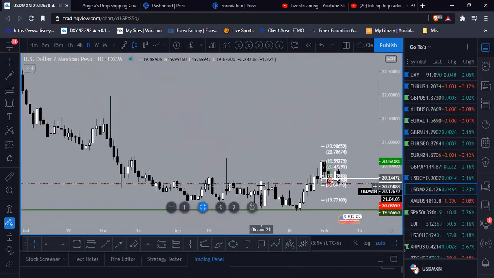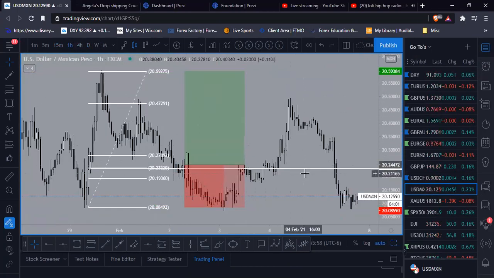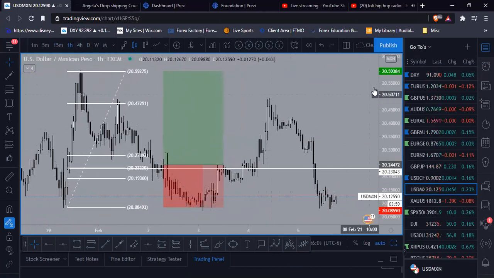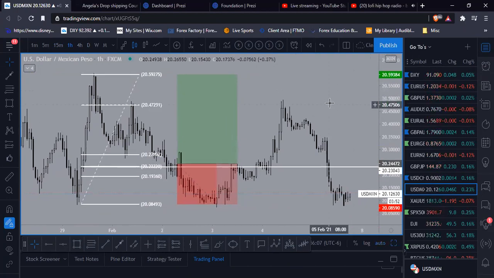I don't know if I called this on my page, to be honest with everybody. But anyways, I got back into this USD Mexican trade right here. Terrible idea, I know. I'm just playing.